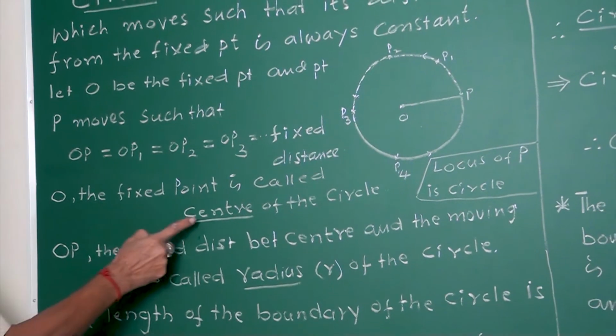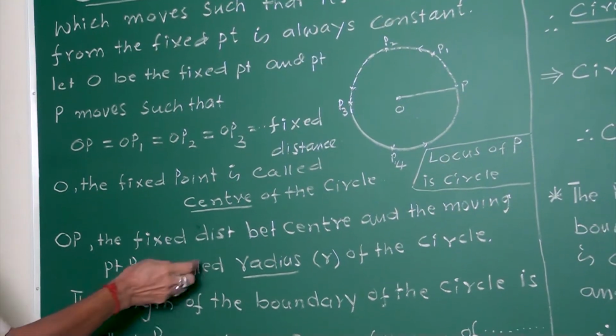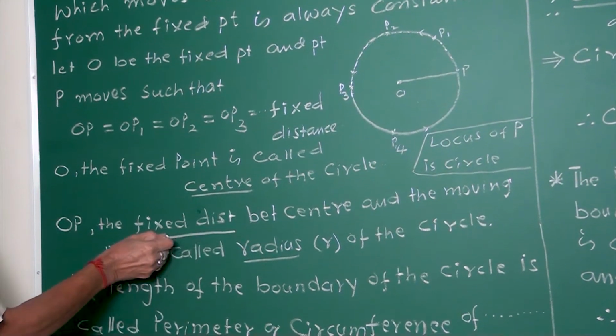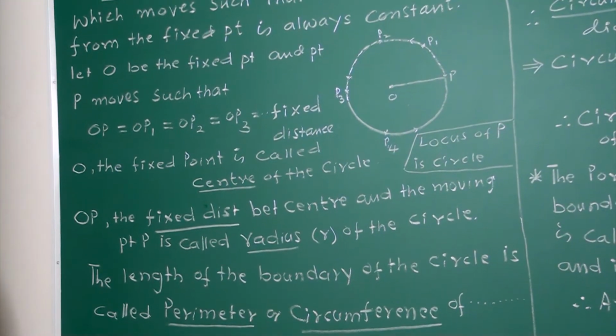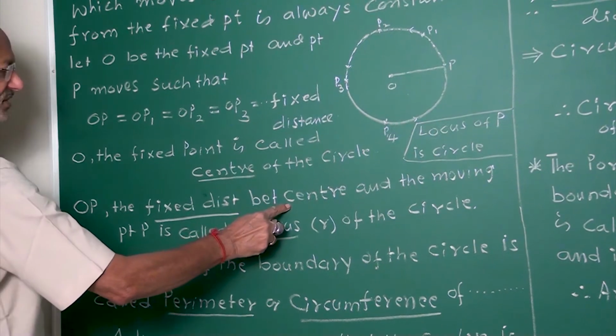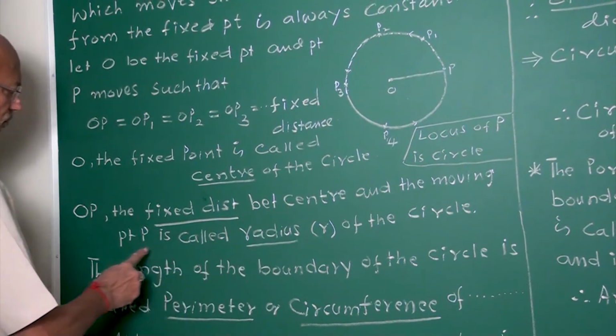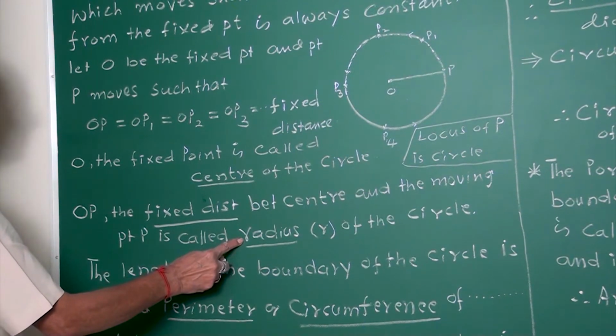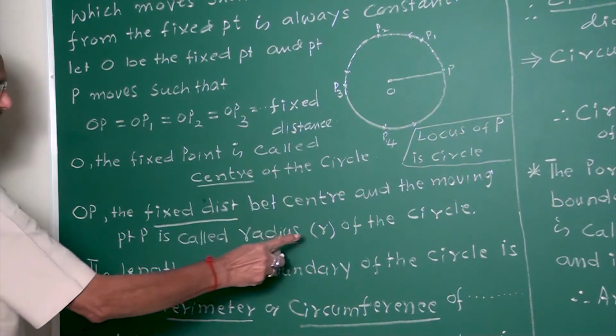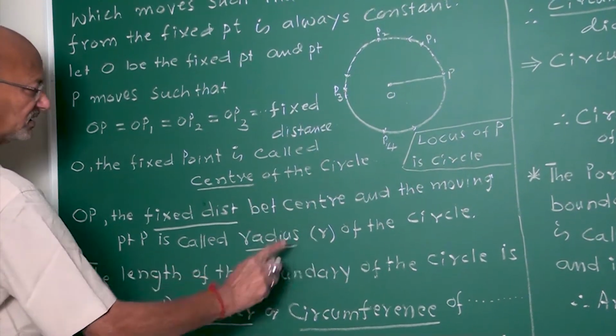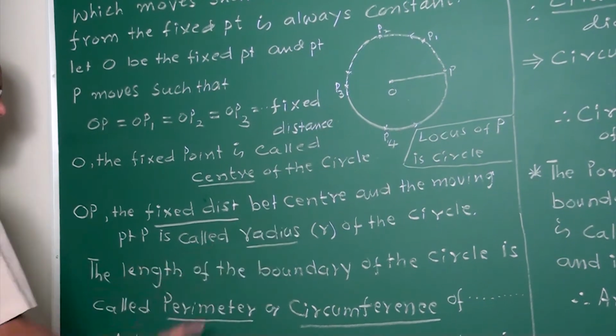That fixed point is called the center. The distance between the center and the moving point is called the radius of the circle. That radius we denote by the letter R.